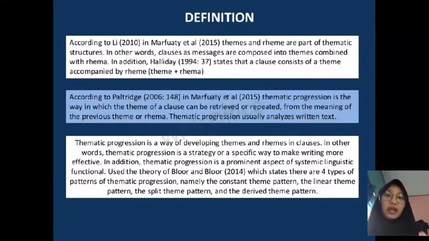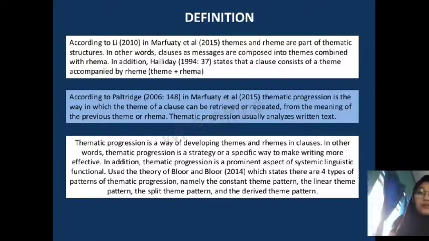In this study, there's the theory of Eggins, 2014, which states there are 4 types of thematic progression patterns, namely the constant theme pattern, the linear theme pattern, the split theme pattern, and the derived theme pattern. Okay, so that's enough for the definition. Next is about the definition of the 4 types of thematic progression.